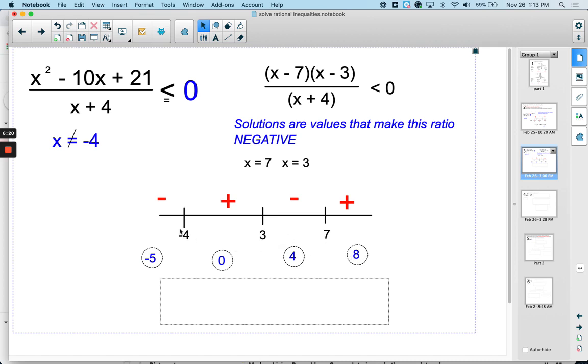So if I plug them in to my factored inequality, usually it's easier to check in the factored. If I plug negative 5 in here, I get 3 negatives. They multiply and divide out to a negative. If I plug 0 in, I get a negative, negative over a positive, multiply to a positive. If I plug 4 in, I get a negative, positive, positive, which is a negative. And then if I plug 8 in, I get positives all around. We're looking for negative values, so we have two intervals: anything smaller than negative 4, not including it because of this, and anything between 3 and 7, including both.